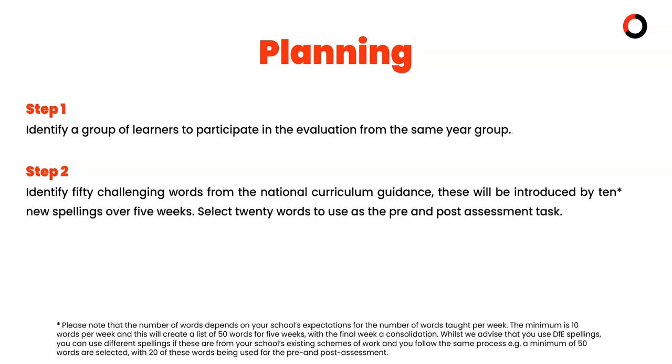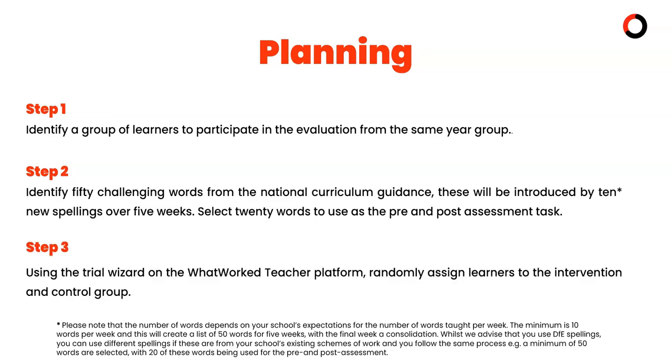The minimum is 10 words per week, and this will create a list of 50 words over 5 weeks, with the final week being a consolidation. Whilst we advise that you use the DFE spellings, you can use different spellings if these are from your school's existing schemes of work and you follow the same process. E.g., a minimum of 50 words are selected, with 20 of these words being used for the pre- and post-assessment. In step 3, using the trial wizard on the What Word Teaches platform, randomly assign learners to the intervention and control group.